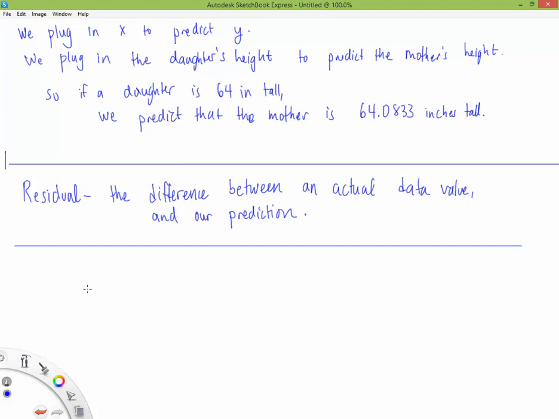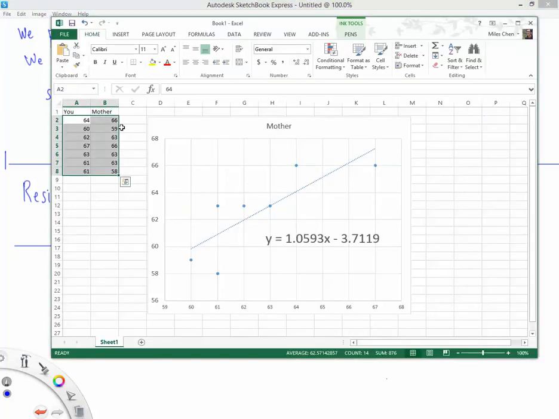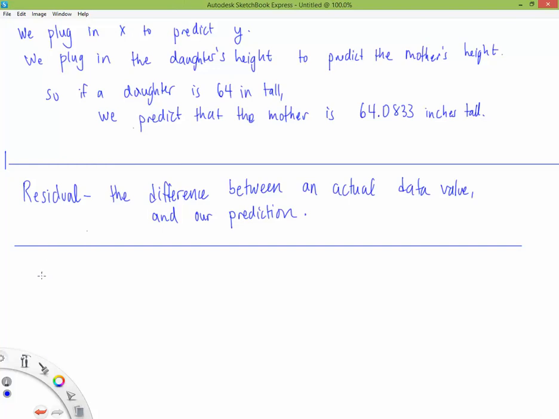Okay, so looking at our data, let's say somebody was 64 inches tall and her mother was 66 inches tall. So this is an actual data point. The daughter, 64, and the mother is 66 inches tall. Okay?